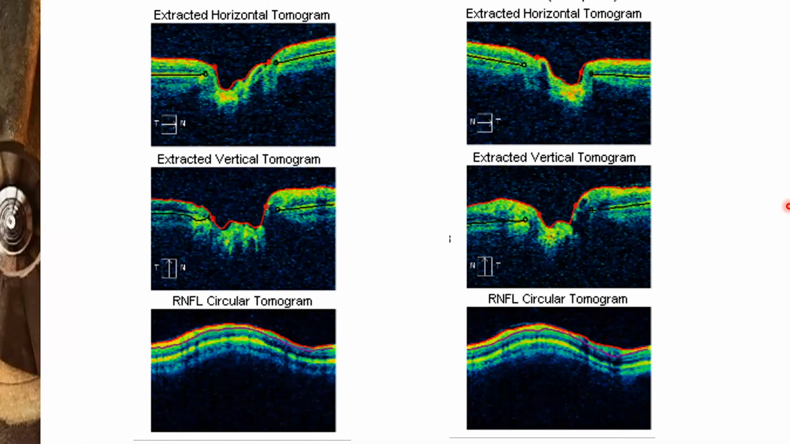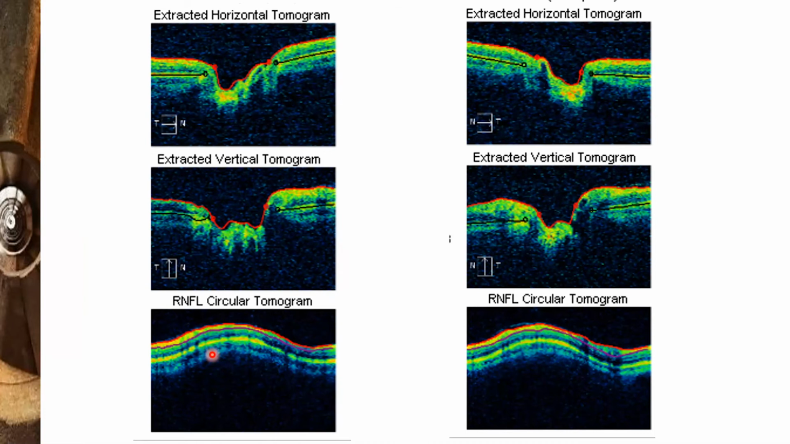So I urge you to always look at the tomograms to ensure that the OCT is measuring what it's supposed to. And you can see here it follows the contour of the nerve in the cup very nicely in both the horizontal and vertical tomograms. You can look to make sure that the Bruch's membrane opening has been placed in the appropriate place, because that's how the OCT is determining the borders of the optic nerve.